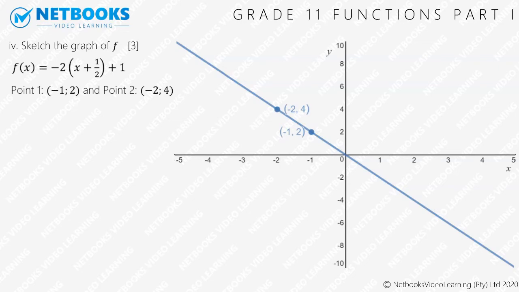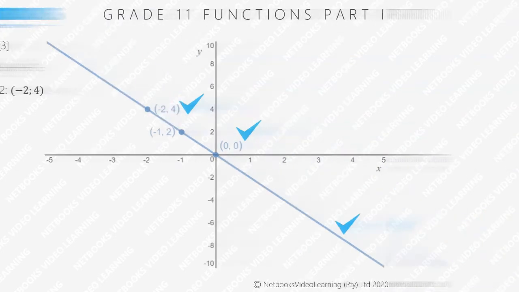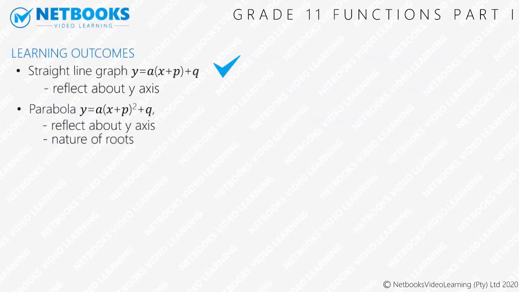Lastly, we need to indicate any intercepts on our graph. Our x and y intercept is the origin. You get a mark for correctly plotting the points, for the correct drawing of the straight line, and for showing your intercept. We've now completed the first learning outcome for this video.